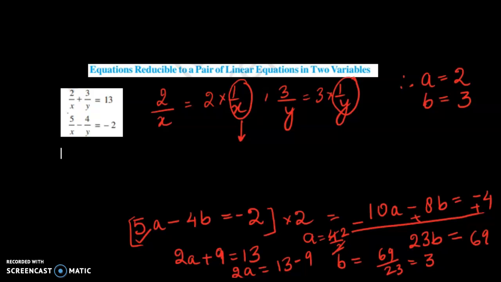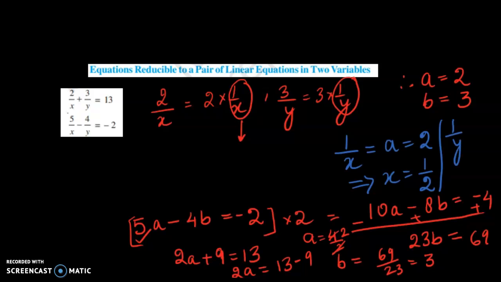Now 1 upon x is equal to a, which is equal to 2. So it implies that x is equal to 1 upon 2. In the same manner, 1 upon y is equal to b, which means 1 upon y is equal to 3, or y is equal to 1 upon 3. So I have got the value of x as 1 by 2 and y as 1 by 3.